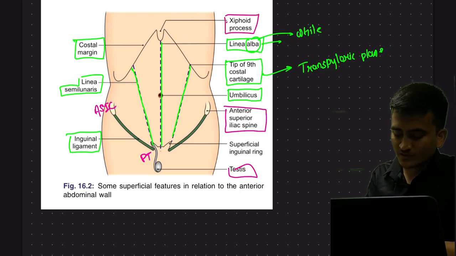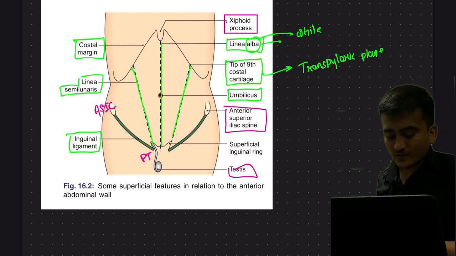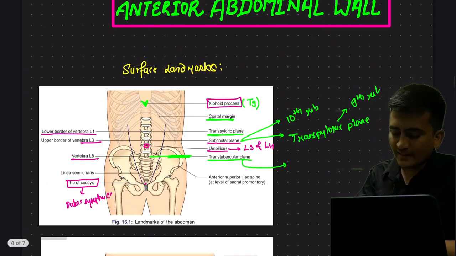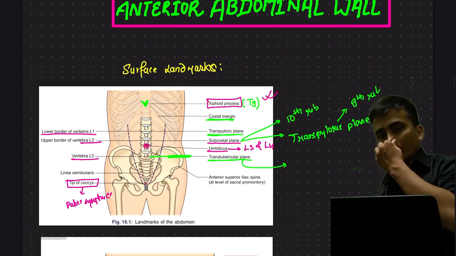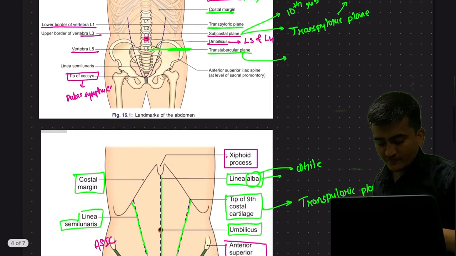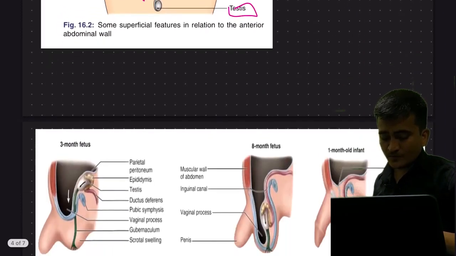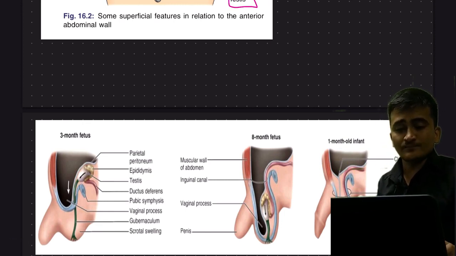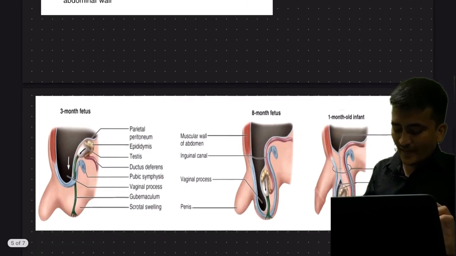This is the xiphoid process. Where does it lie? At the thoracic 9th vertebra level, right? Okay, this was all about what? This was all about the surface marking, right? Surface marking. Now we will move forward.